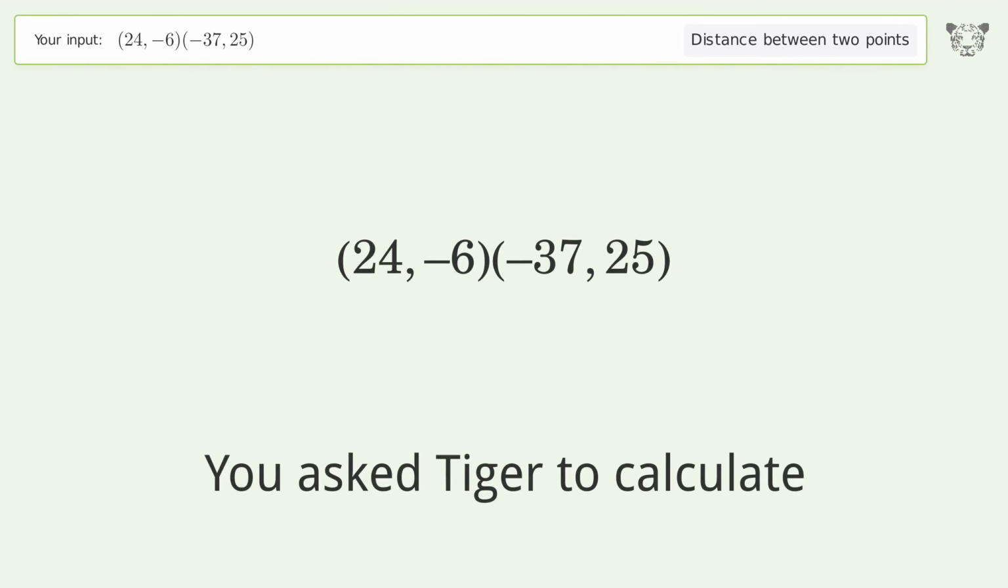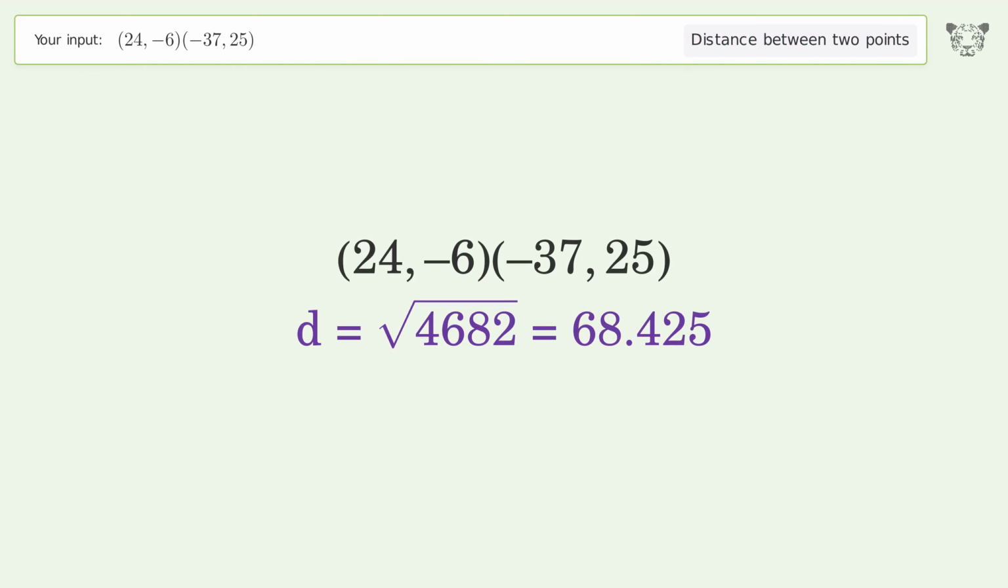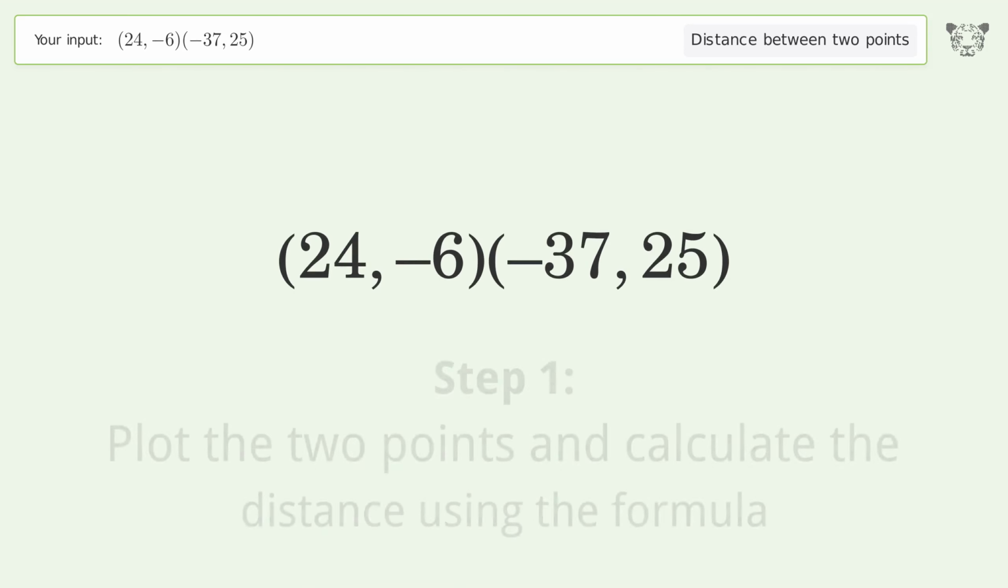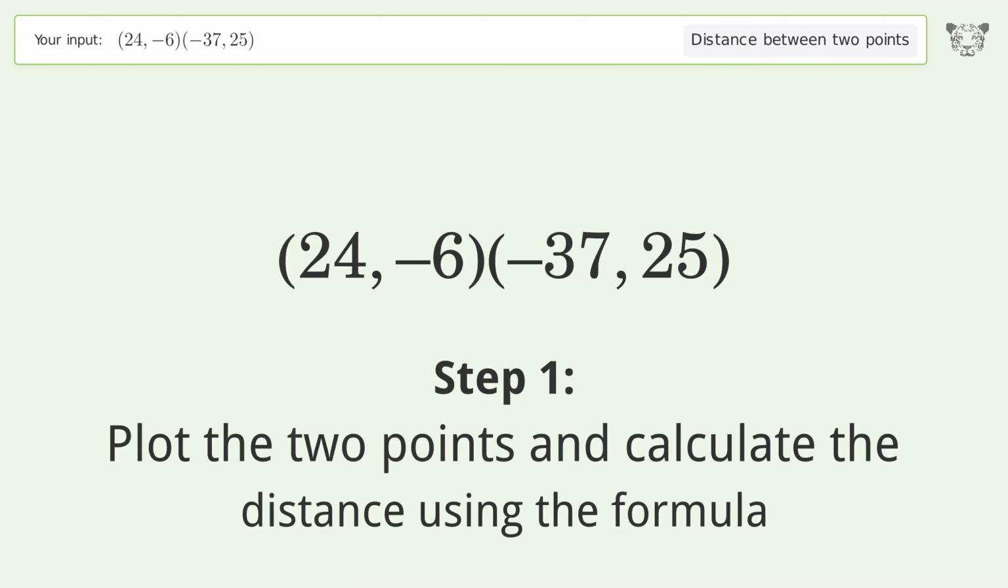You ask Tiger to calculate. This deals with the distance between 2 points. The distance between the 2 points is the square root of 4,682 or 68.425. Let's solve it step by step. Plot the 2 points and calculate the distance using the formula.